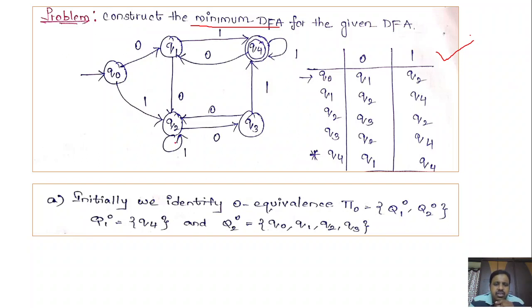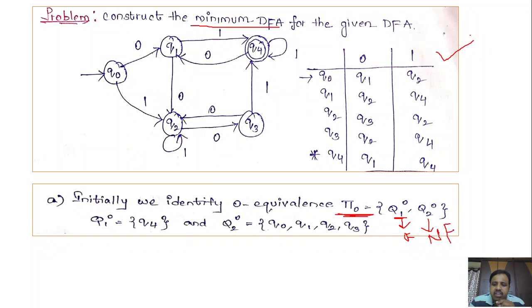So we have to check and apply the algorithm to understand whether it can be minimized or not. First thing we have to do, as I mentioned, is identify the pi naught. What is pi naught? It consists of two state sets: one is the set of final states and one is the set of non-final states.